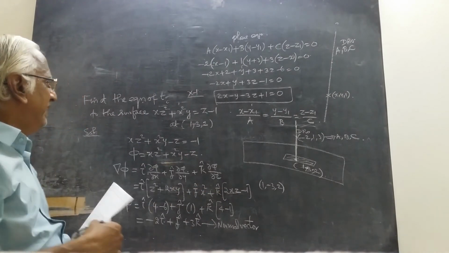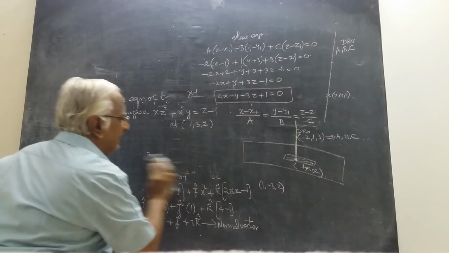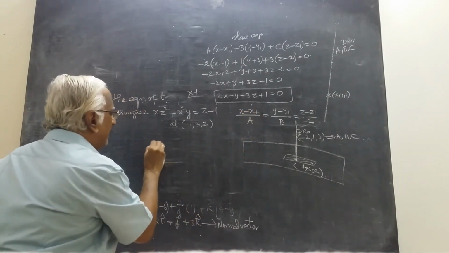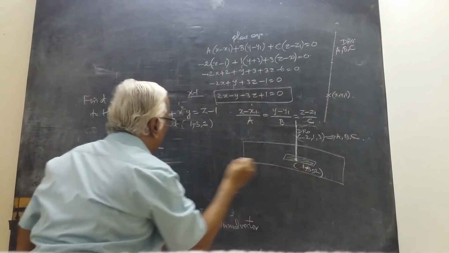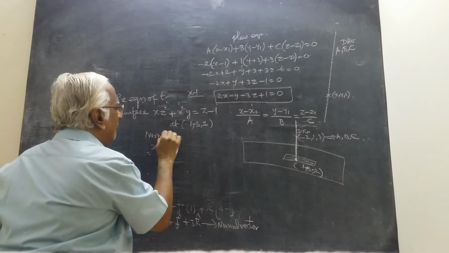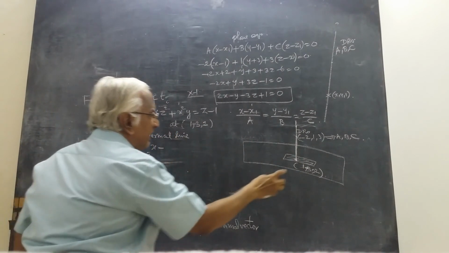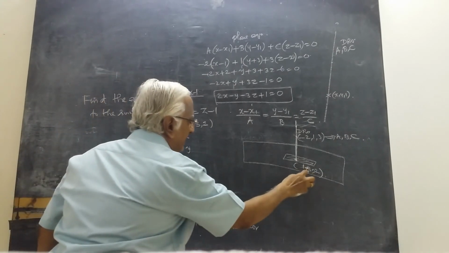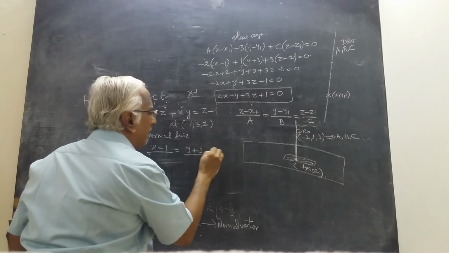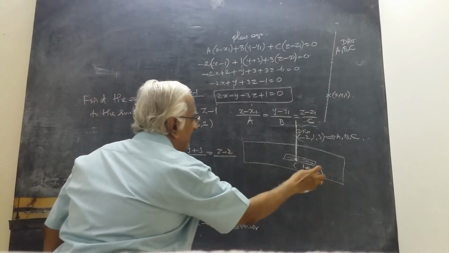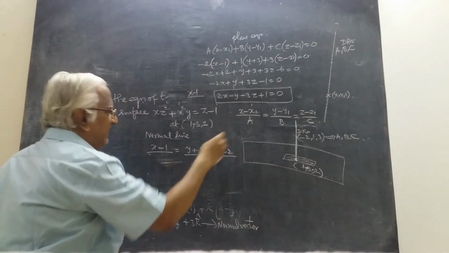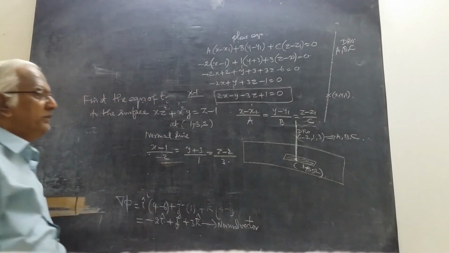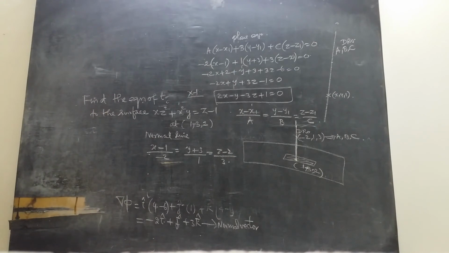You want the line equation. For the line equation, use the formula x minus x1 by A. So x minus x1 is x minus 1, y minus y1 is y plus 3, z minus z1 is z minus 2. What are the DRs? Minus 2, 1, 3. Is that the normal line? Tangent.